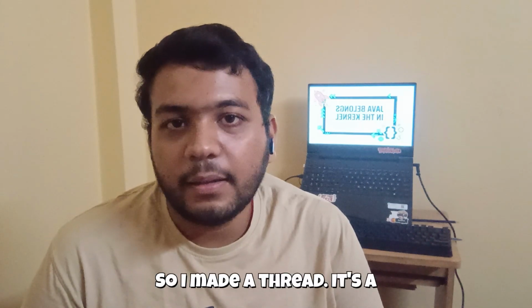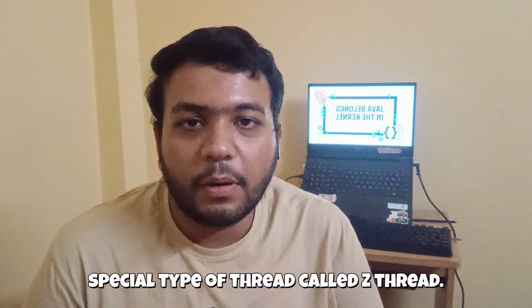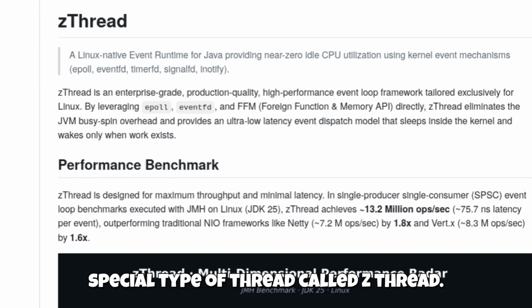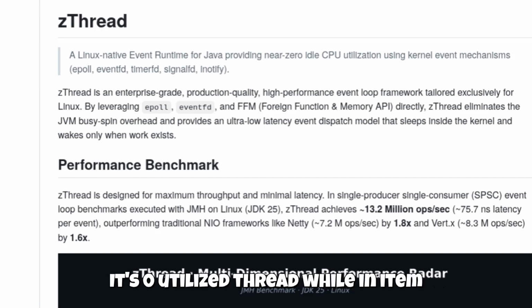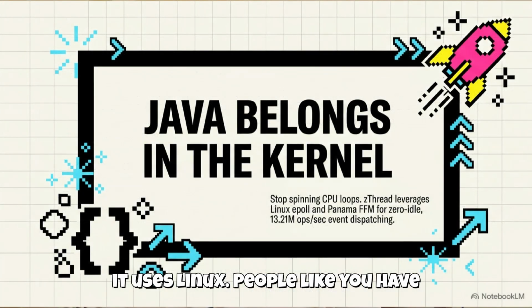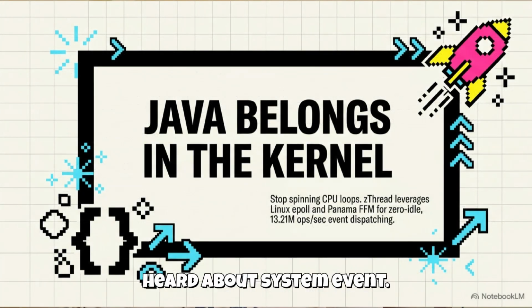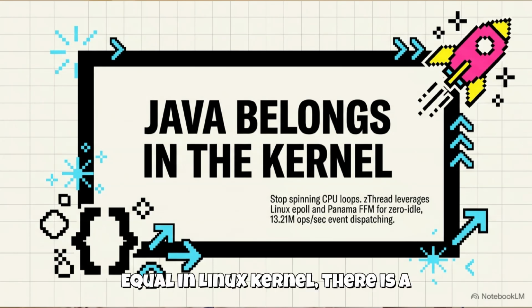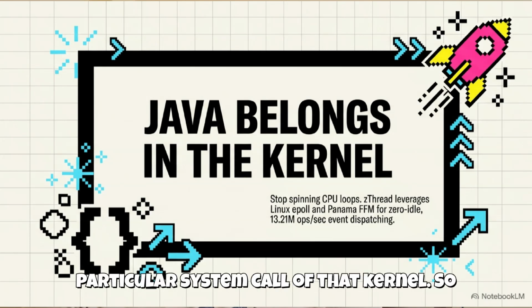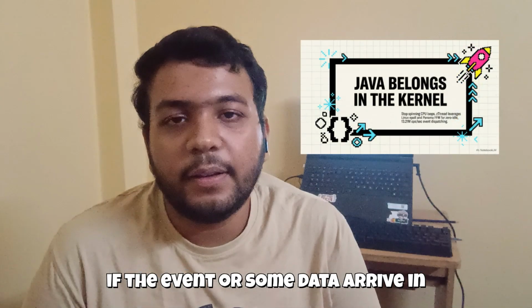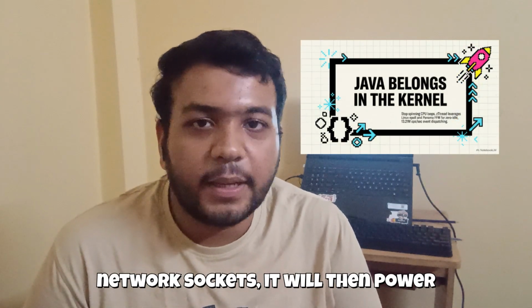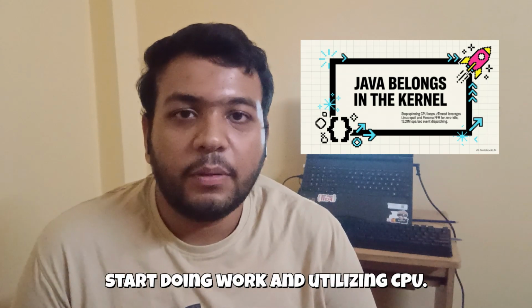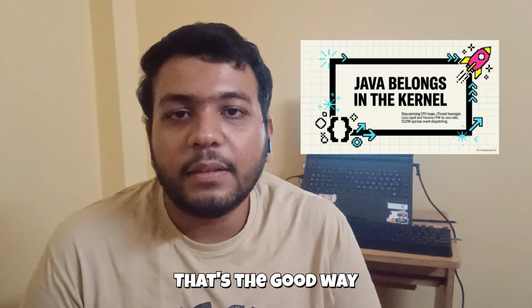So I made a thread. It's a special type of thread called zThread. It's a zero-utilized CPU thread while idle. It uses Linux epoll, like you have heard about the system event epoll in the Linux kernel. There is a particular system call of that kernel. So if an event or some data arrives in network sockets, it will tell our application, and then the application starts doing work and utilizing CPU. That's the good way of it.